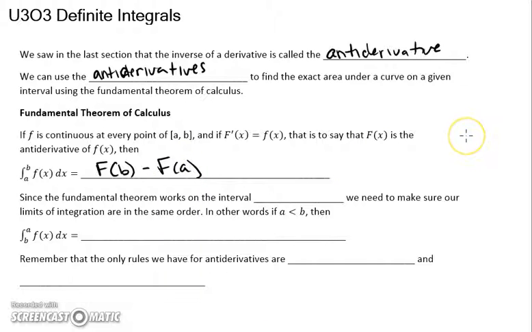So we're going to find the antiderivative. We're going to plug in b, and we're going to plug in a, and we're going to subtract, and that's going to give us the exact area under the curve.